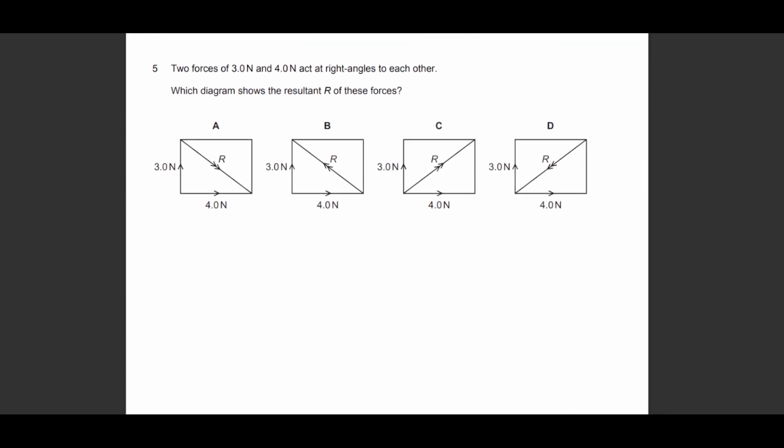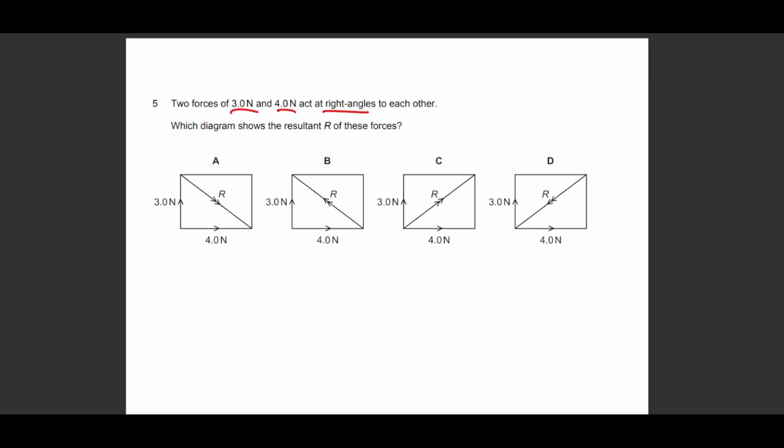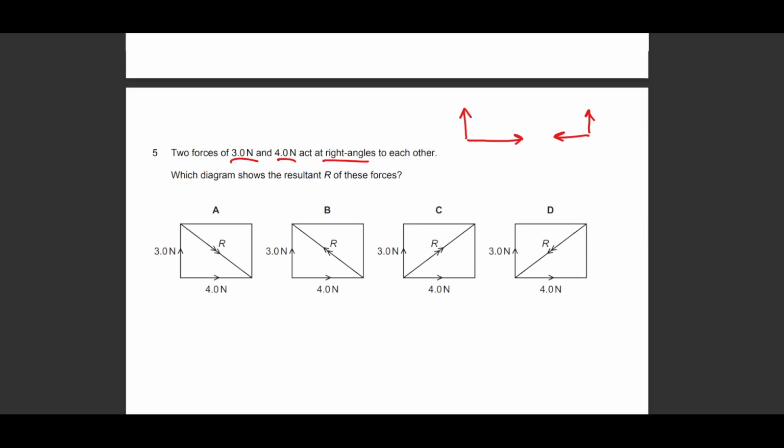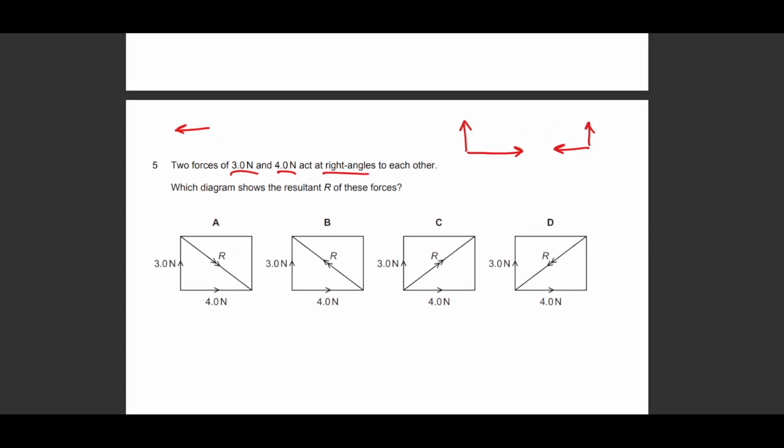Let's move towards this question and try to understand how the examiner can trick us into the vector addition or vector questions. Now, again, the question is about 3 newtons and 4 newtons acting at right angles, which means that the question is going to look like this. It could be like this. It could be like this. It could be in any configuration, as represented over here, right?